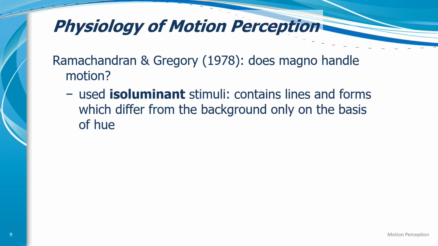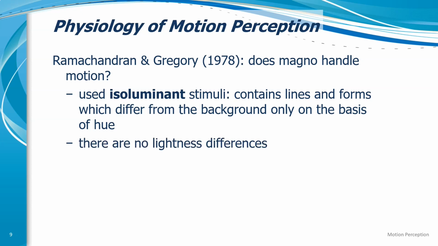Instead of cutting anybody or any animal open, they used a really unique class of stimuli called isoluminant. Iso means the same. So isoluminant stimuli are stimuli that have the same luminance, that is, the same amount of light.